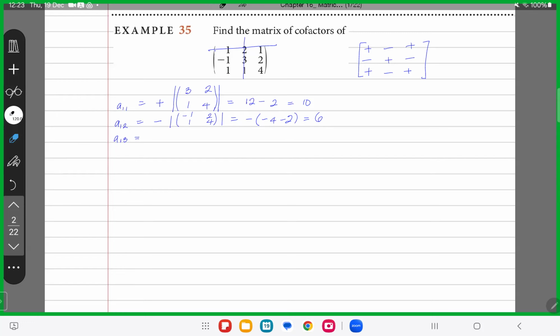Now the third element in the first row. The sign of the cofactor matrix is positive. Ignore the last column and the top row. Find the determinant of the remaining matrix. And this would be minus 1 times 1 is minus 1, minus 3 times 1, which is 3. This is minus 4. Now, next move on to the second row.